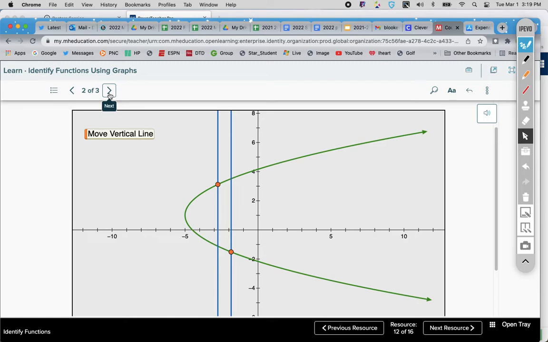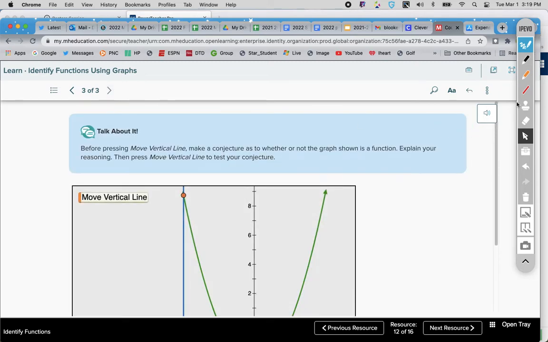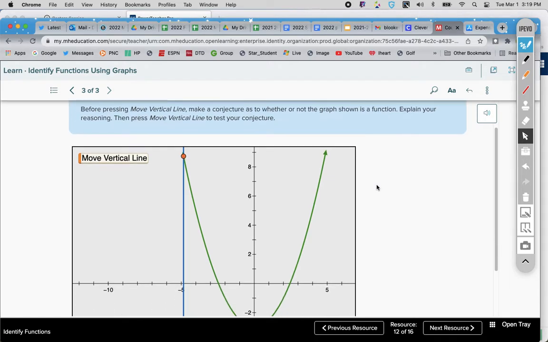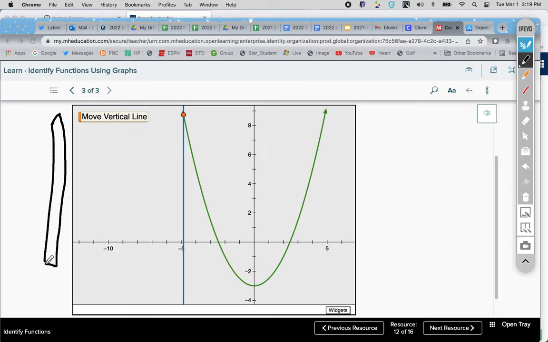Again, we're on page 258. So look at this line. Line your pencil up just to the left of it. If this is your pencil, here's your eraser. Move the pencil left to right. When you move it left to right, if it only touches one spot on the line, it's a function. As soon as you see it touch more than one spot on the line, it is no longer a function.